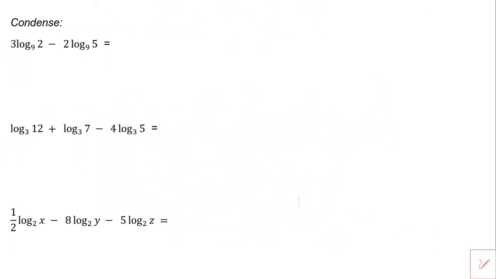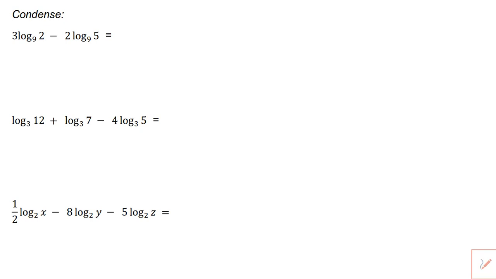The fun doesn't stop there. Let's go the other direction. Here we have the expanded form given to us and we're going to condense it. The first thing I'm going to do is take care of these coefficients. I'm going to bring them up as exponents. So I'm going to rewrite this as log base 9 of 2 to the third, log base 9 of 5 squared.